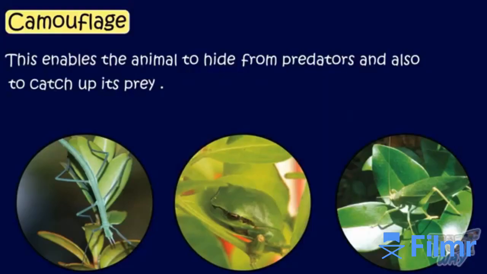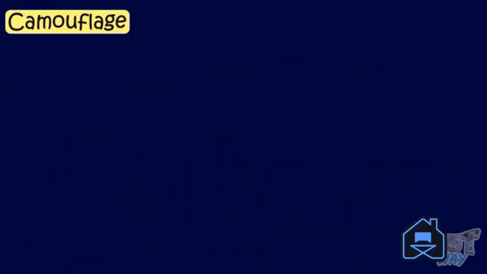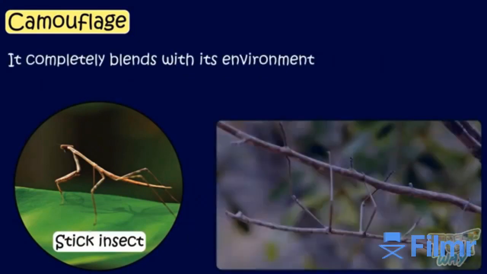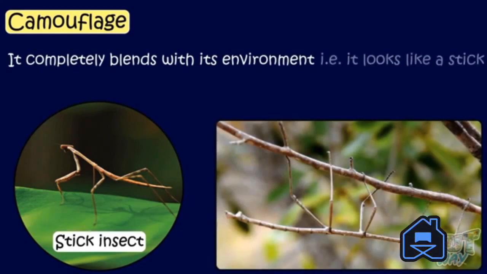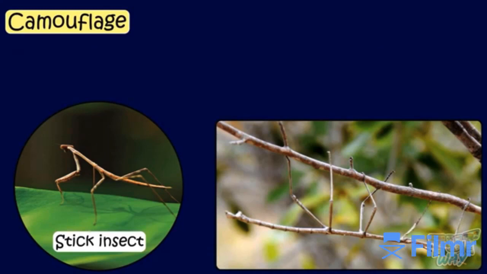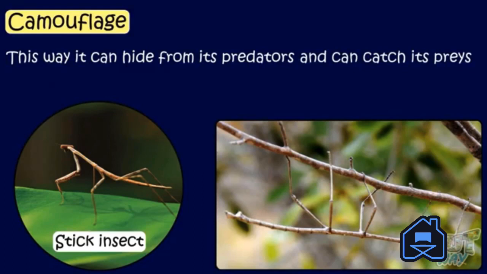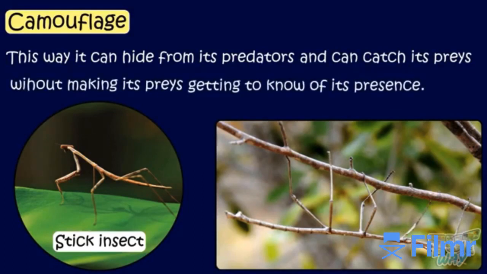Let's have a look at some examples. This is a stick insect. It completely blends with its environment. That is, it looks like a stick itself. This way it can hide from its predators and can catch its prey without the prey getting to know of its presence. Now let's see more examples of camouflage.